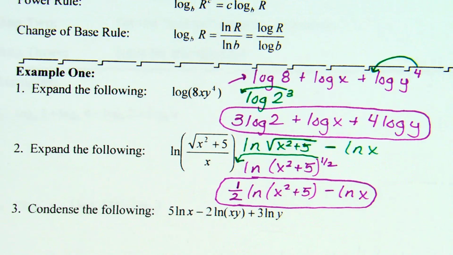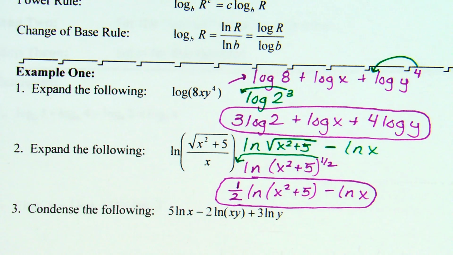If it's multiplication within a log, we can split that up, but not addition. Okay, example 3 takes us the opposite way. So we're reversing our steps, essentially. We have 5 natural log of x minus 2 natural log of xy plus 3 natural log of y. Thoughts on where to begin here? I don't want to combine quite yet.